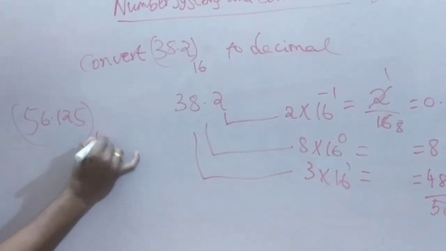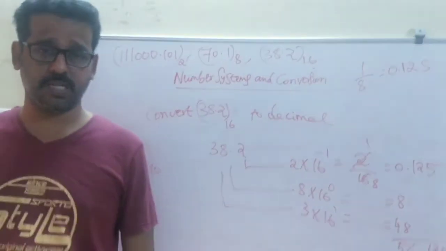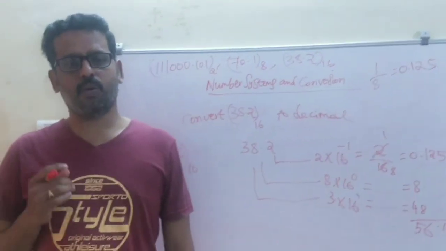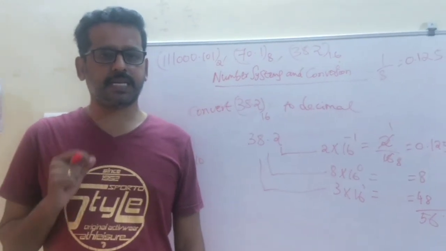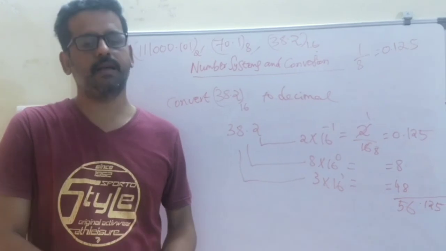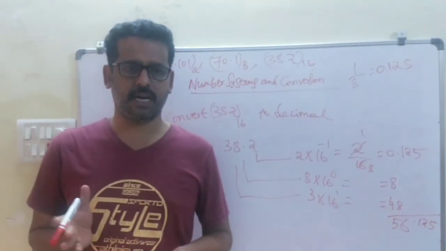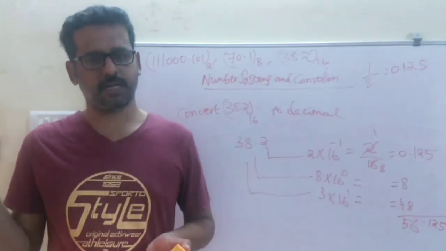So the answer is 56.125 base 10. Once again I will repeat the procedure for other number system to decimal. Simply you need to multiply each digit by integral power of the same base. Then we need to form the sum. That sum will give the desired result in the decimal number system.